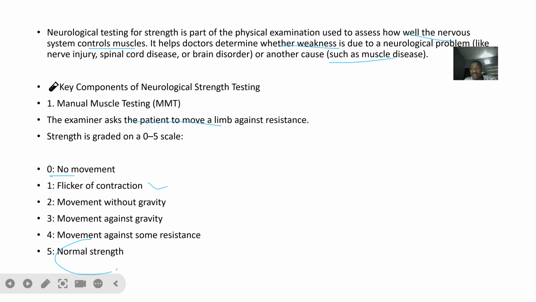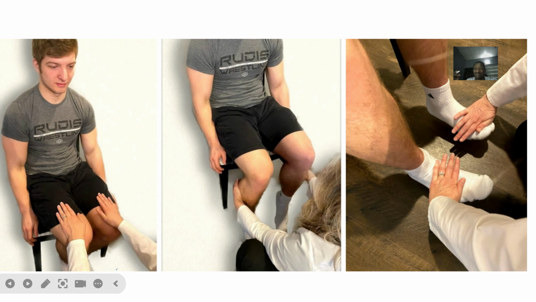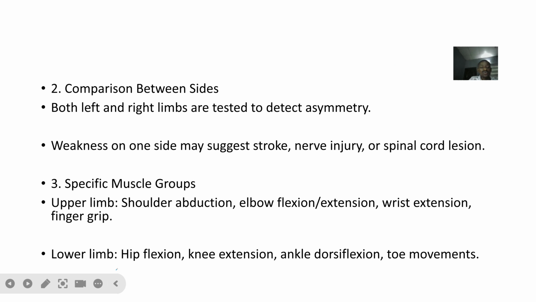But that usually comes in after you have started treating the patient. As you are treating the patient, you are following up and the patient is improving. The strength is becoming normal. So, comparison between the sides. For any limb, if you do it on the left, always do it on the right, so that if the issue is just on one side, that's unilateral, or if it's on two sides, that's bilateral. Both right and left limbs are tested, and weakness on one side may suggest a unilateral issue: stroke, nerve injury, spinal cord compression.